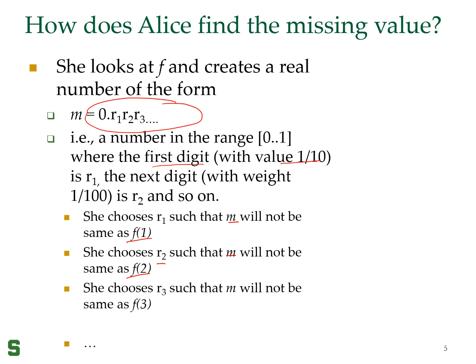and so forth. Remember, Alice's job is to find a missing number. So all that she has to do is find these digits such that r1 will guarantee that the number is not the same as f1, r2 will guarantee that it's not the same as f2, and so on and so forth.